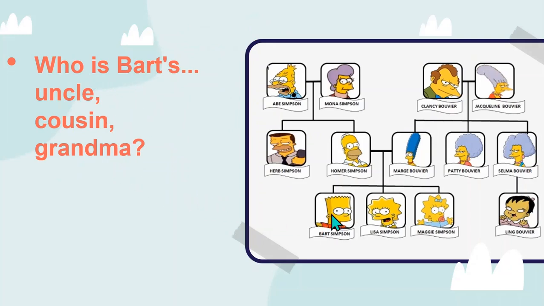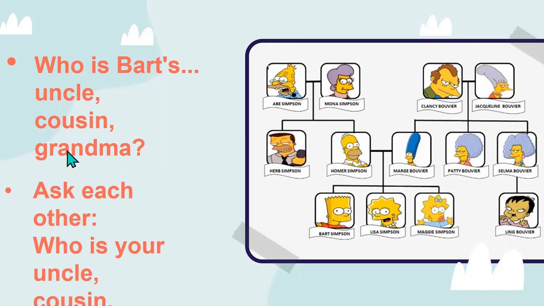And yeah, so another one here: who is Bart's uncle, cousin, or grandma? So here's Bart, and they have to tell me who these people are. The uncle being Herb, or, well, there's no uncle here. Who's the cousin? The one cousin here is Ling, and the grandma, you can go up here to Jacqueline or Mona. And you can add on more if you like.